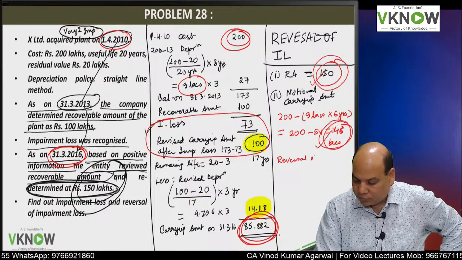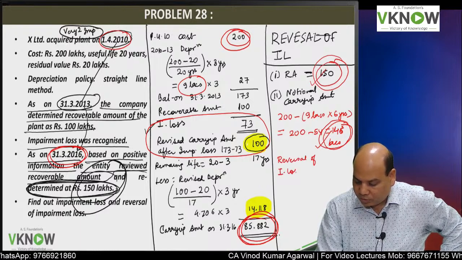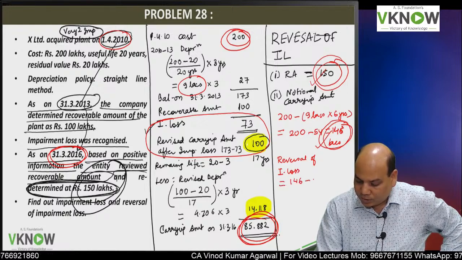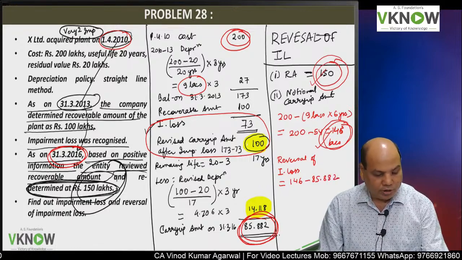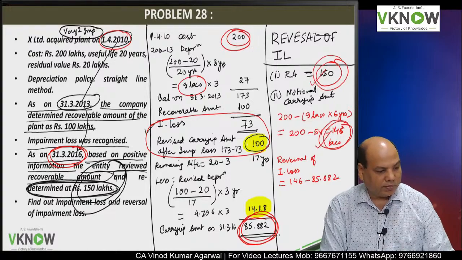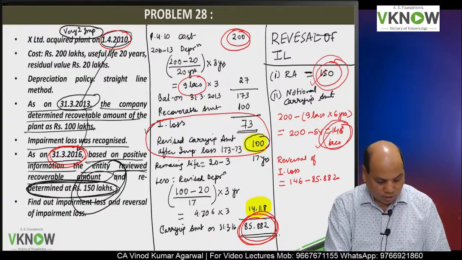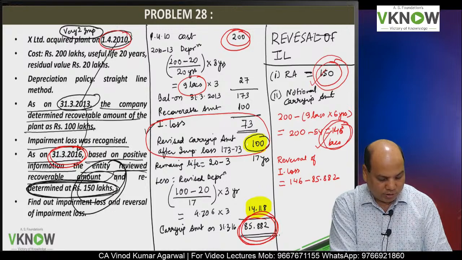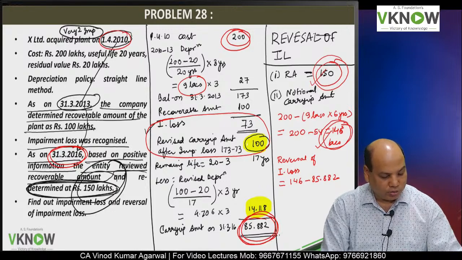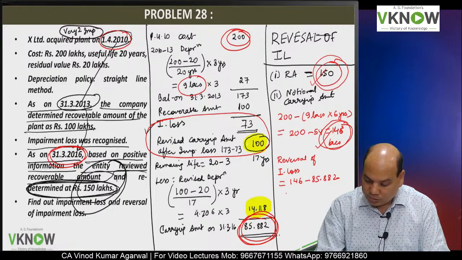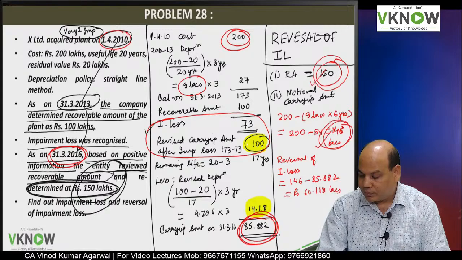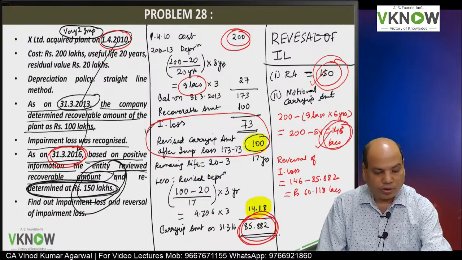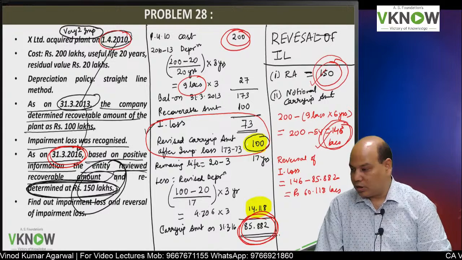Therefore, reversal of impairment loss will be equal to 146 minus your existing carrying amount 85.882, and can anybody tell me what will be the amount? The amount will be rupees 60.118 lakhs.